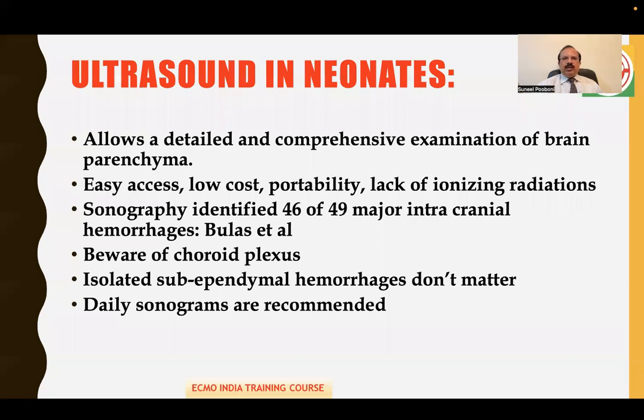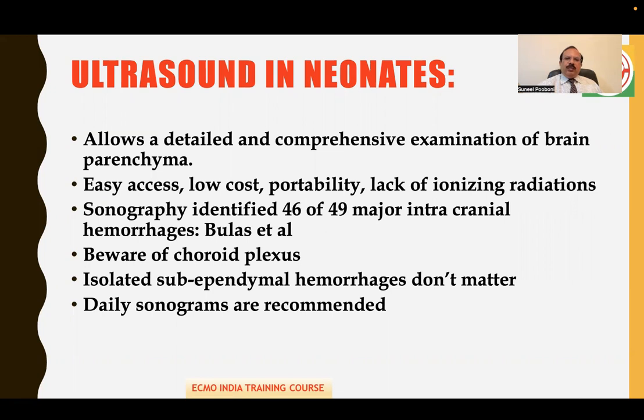ultrasound in neonates is a very useful device. It allows a detailed and comprehensive examination of the brain parenchyma. That's how it is useful for us. It is a non-invasive methodology, easy to access, low cost, portable, and lacks ionizing radiation as well. In studies, cerebral ultrasonography has been proven to be a very useful marker in diagnosing intraventricular bleeds more often.